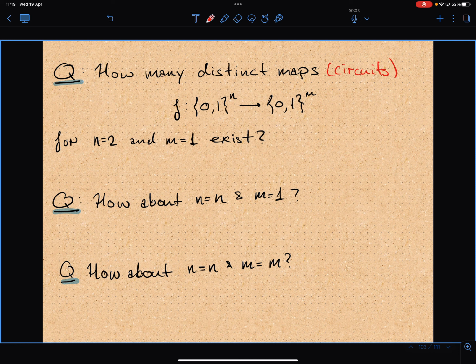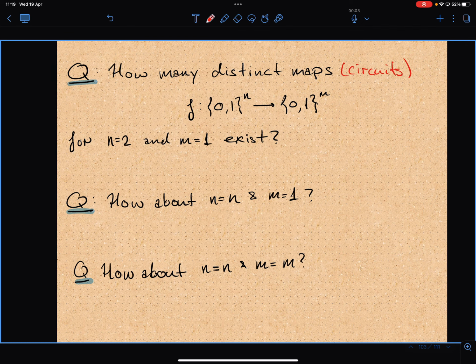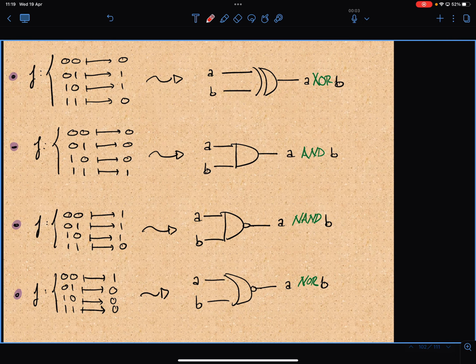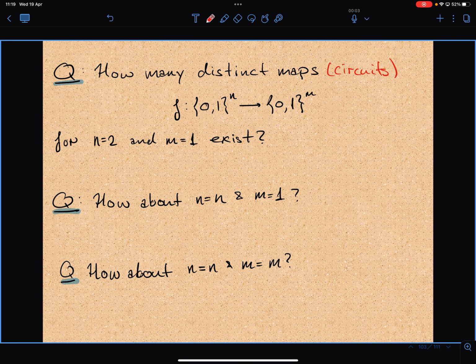In particular, did I already show all the circuits for n equals 2? I showed some, but did I show all of them? Are these all of them? Am I missing any? So that's the first question. How many are there? Feel free to consult with your neighbor.